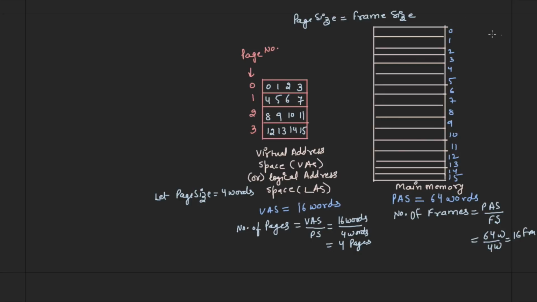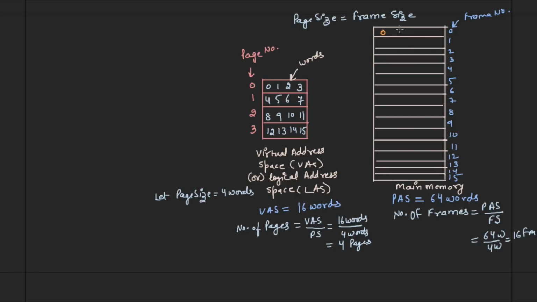These are denoting the frame number, and inside this, these are denoting the internal words or bytes, or you can say the byte number. In the same way, the virtual address space is divided into 4 pages, and the size of each page is 4 words. The main memory is also divided into 16 frames, and the size of each frame is, sorry, 4 words. So these are the word numbers which we have.